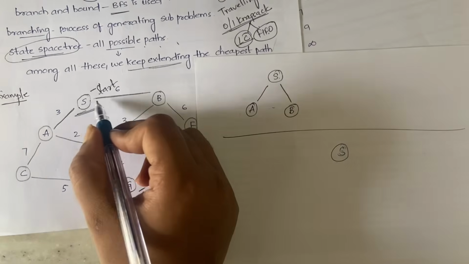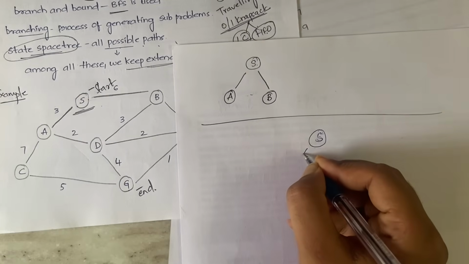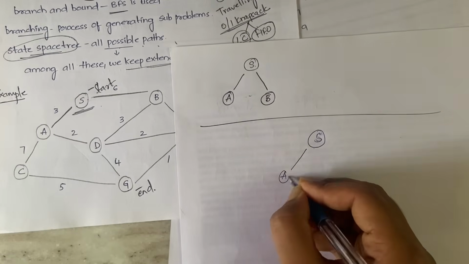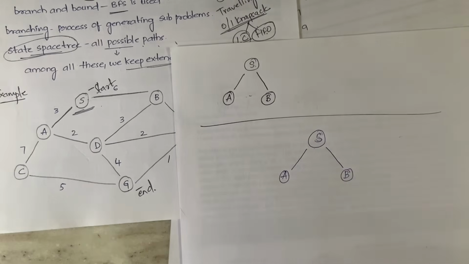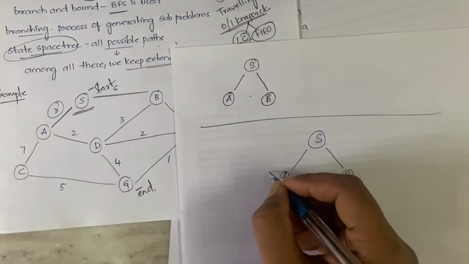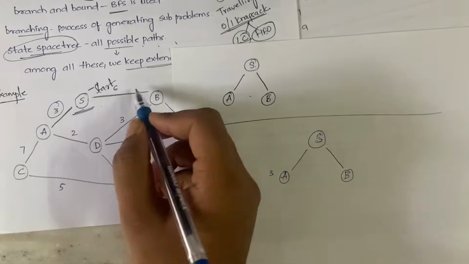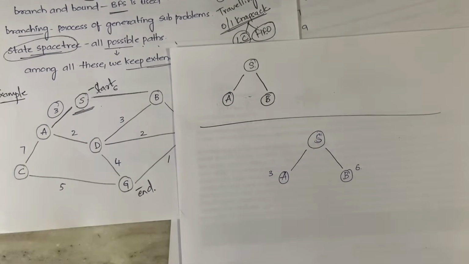You can either go to A or you can go to B, right? So let's go to A, and you also have a chance to go to B. To go to A, what is the cost? It is 3, right? So let us write 3 over here. And to go to B, what is the cost? 6. So you're done with the first step.